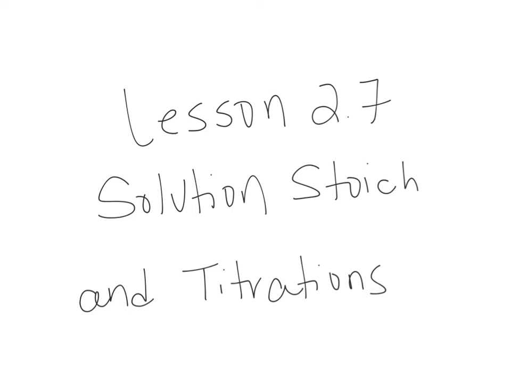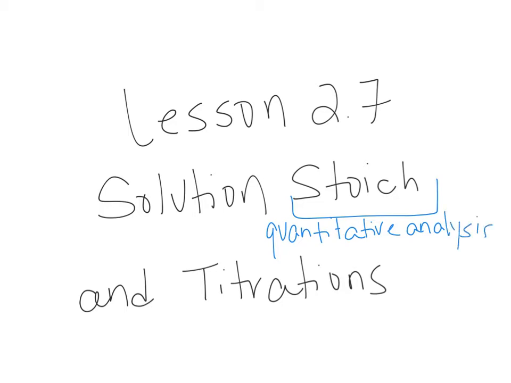Okay, I think these will be the last set of videos for this unit. This is lesson 2.7, Solutions, Stoichiometry, and Titrations. And when you think about stoichiometry, I wrote Stoich, what that really means is quantitative analysis. So analysis is to figure out what you have, and quantitative means numbers, not just descriptions. So you're trying to figure out, by analyzing your reactions, how much of something you'll have. Titrations will be one way that we'll do this.